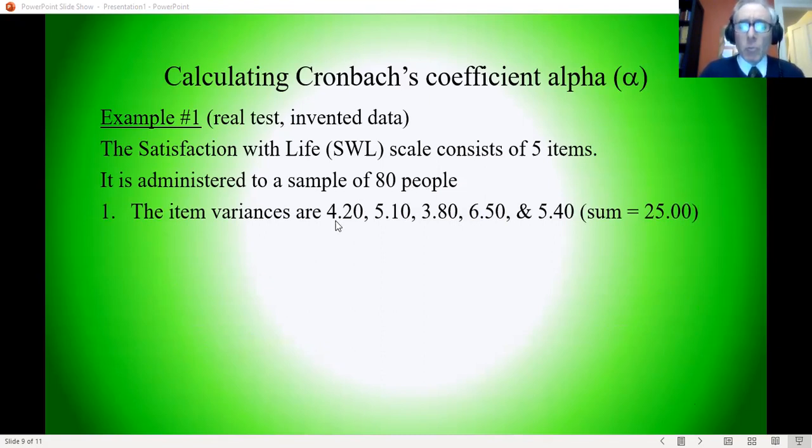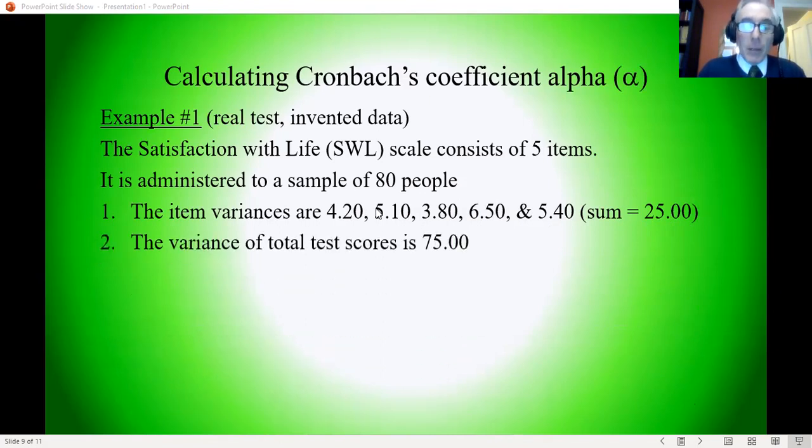And we find that the individual item variances are 4.2, 5.1, 3.8, et cetera. These again are make-believe data. And we add all of those up and we get 25. It's always fun making up examples for class because everything can come out nice and even, right? The variance of total test scores happens to be 75. Notice again, it's nearly always going to be the case that total test variance is greater than the sum of individual item variances because the individual items are part of the test. So it's items plus whatever items share.